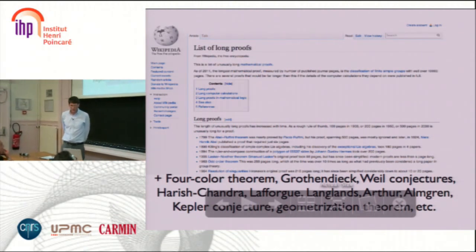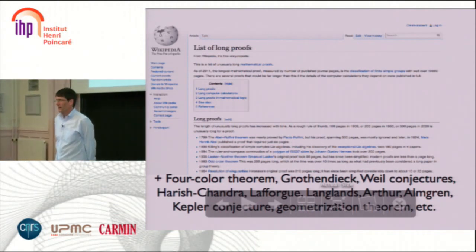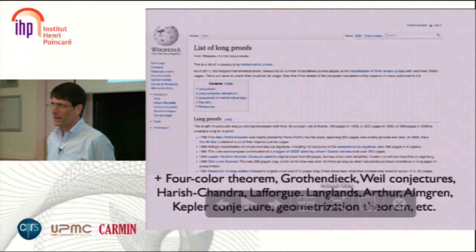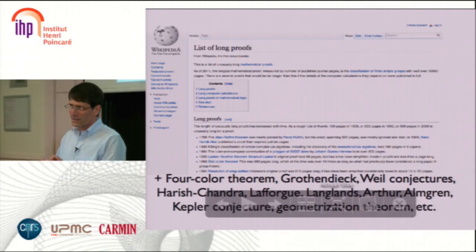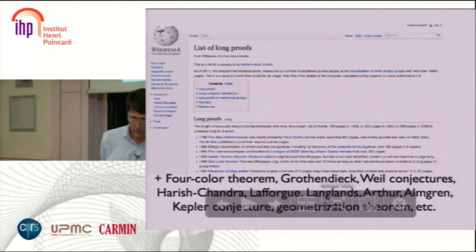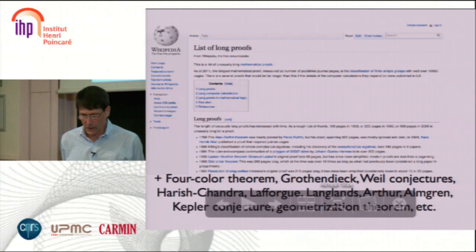If you go to Wiki, there's a list of long proofs. There are about 25 proofs on the list. Four-color theorem is on the list. Feit-Thompson is on the list. Kepler Conjecture is on the list. So there are 3 of these 25 or so long proofs that are being attacked by methods of formal proof. There are many other examples as well.